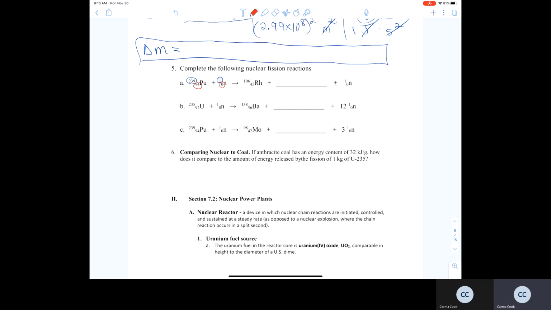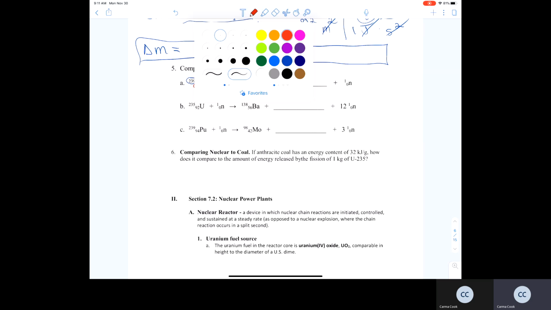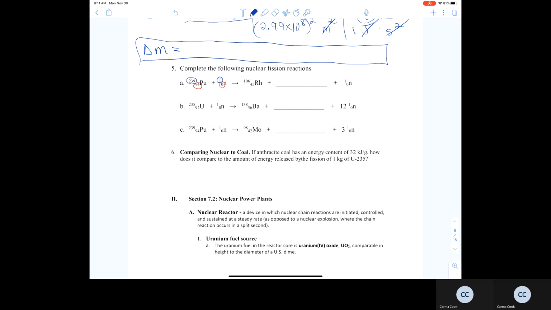So therefore, on the right-hand side, the sum of the superscripts must be 240, and the sum of the subscripts must be 94. So let's look at what we have as far as superscripts on the right-hand side. We have 106, and we have 1, which is 107. But we need 240. So 240 minus 107.